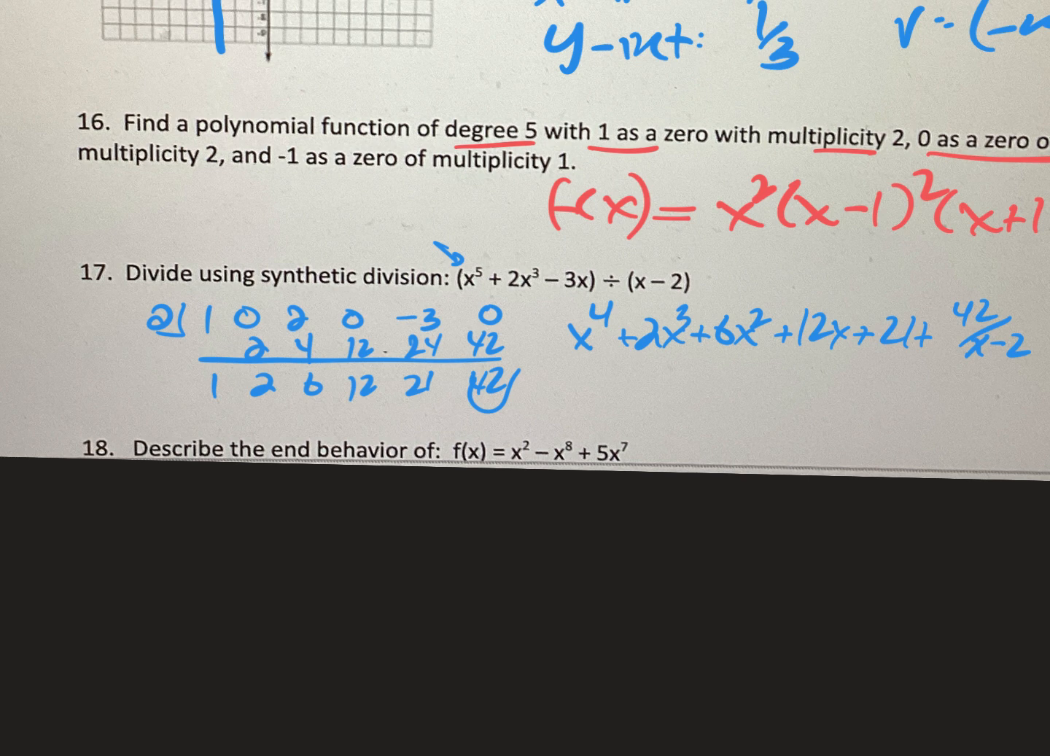Find the degree. The degree is the biggest exponent, which is 8. It's even. Remember, even, odd. So because it's even and negative, both ends are going down. So the left end's going down and the right end's going down. And you can just draw a picture like that and that'll be fine.